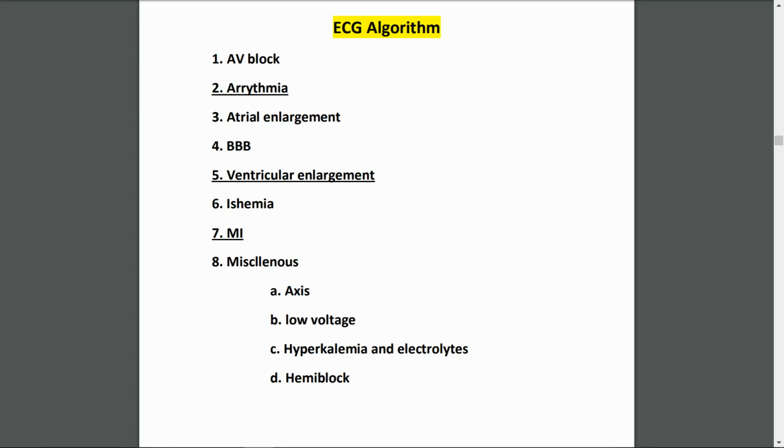As mentioned in the previous session, for the ECG algorithm, AV block and arrhythmia were taught last time. We start today with atrial enlargement, then bundle branch block and ventricular enlargement, these three items together, and then ischemia with MI, and then miscellaneous, including axis, low voltage, hyperkalemia, electrolytes, hemiblock, WPW, and others.